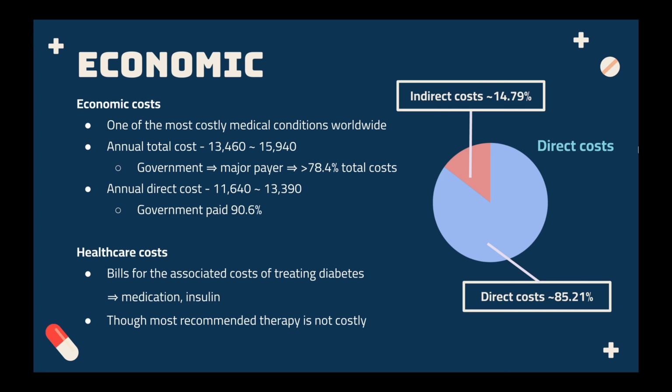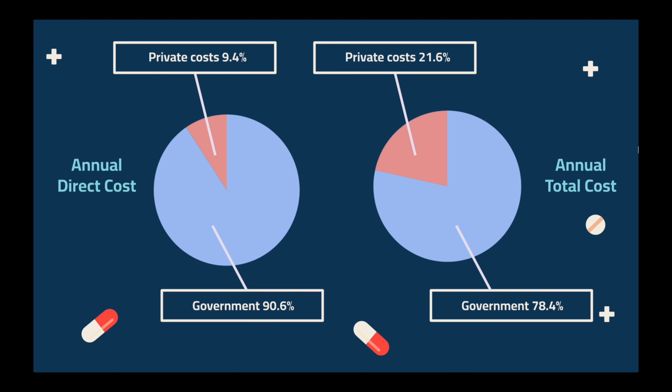As for the economic impacts, diabetes is regarded as one of the most costly medical conditions worldwide. In Hong Kong, the annual total cost for diabetes is around $14,000 to $16,000, with the government covering approximately 78.4% of the costs. Moreover, the bills for the associated costs of treating diabetes, such as medication and insulin injections, are very costly.